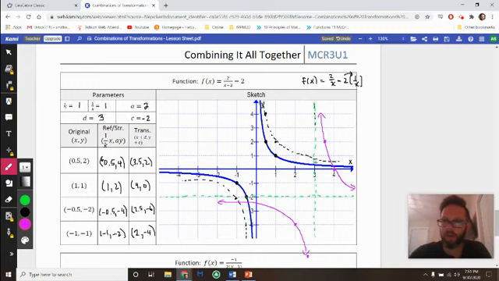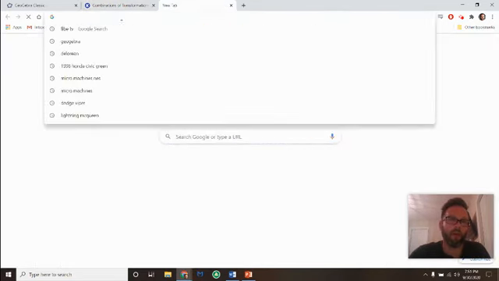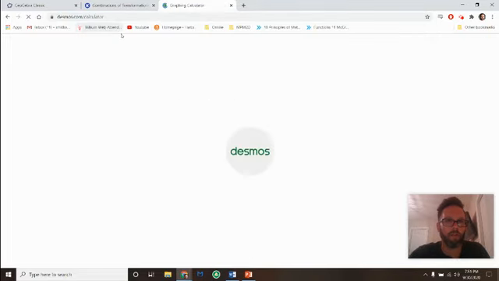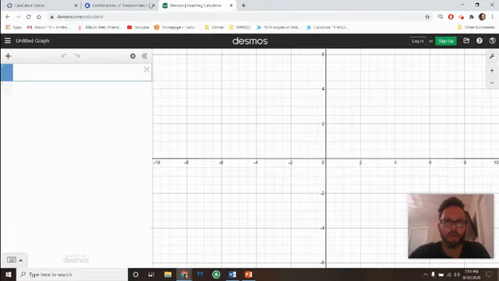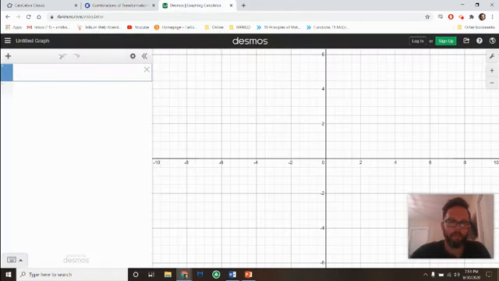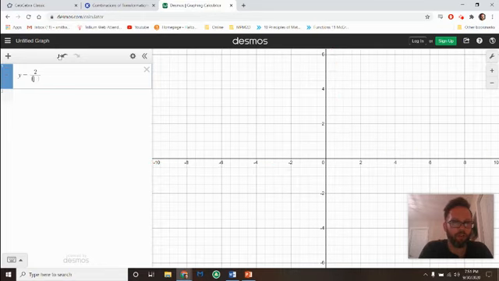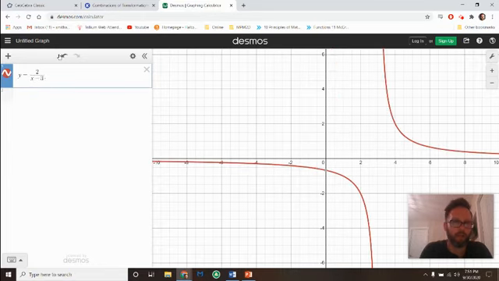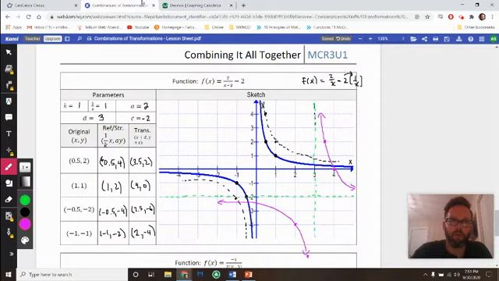Hey, why don't we actually check this out? I wonder what Desmos has to say about this graph. We haven't used that too much. So let's check it out. y equals 2 divided by x minus 3. Didn't need the brackets there. x minus 3. And then we were subtracting 2.